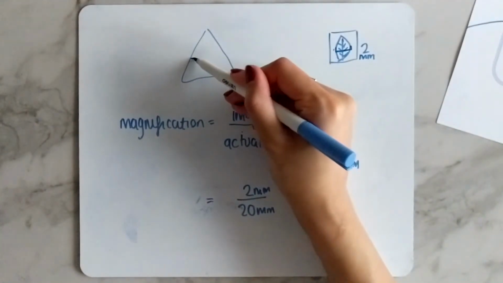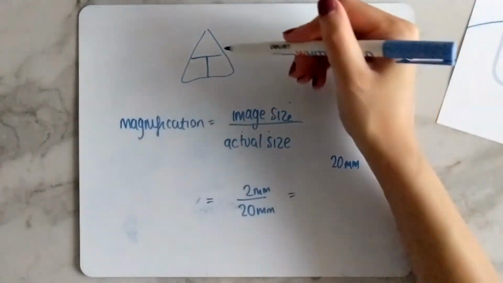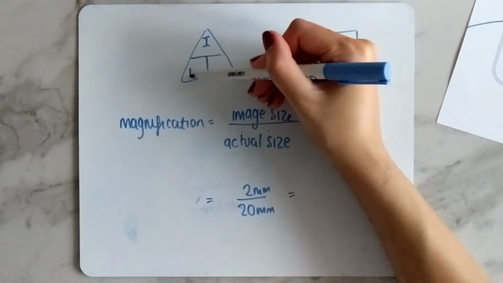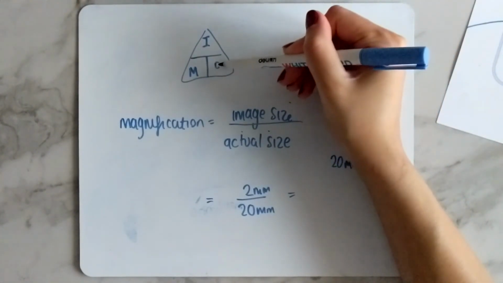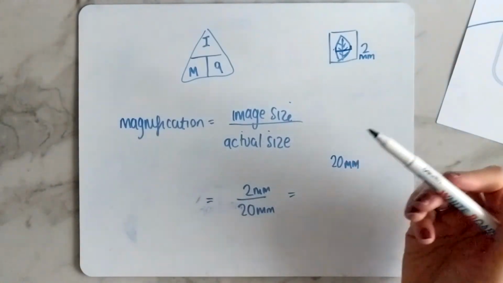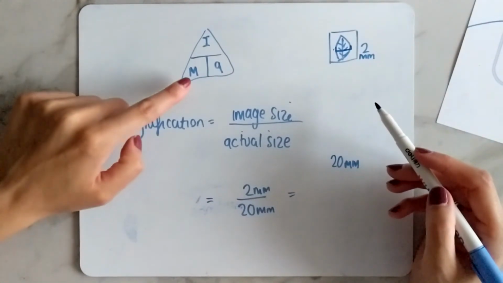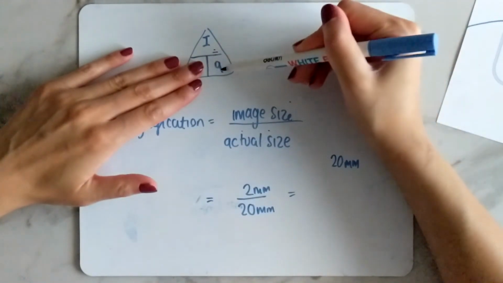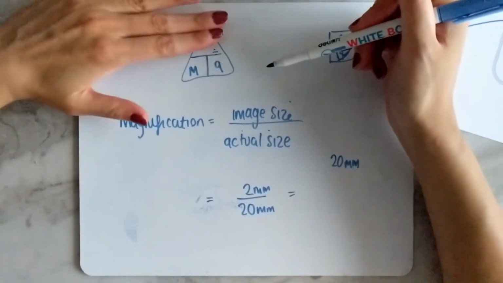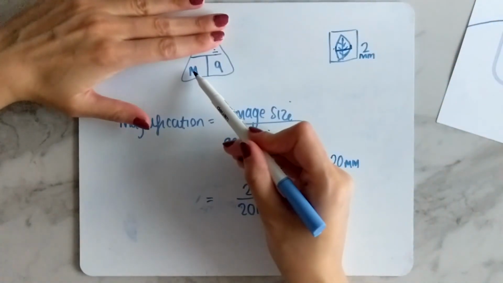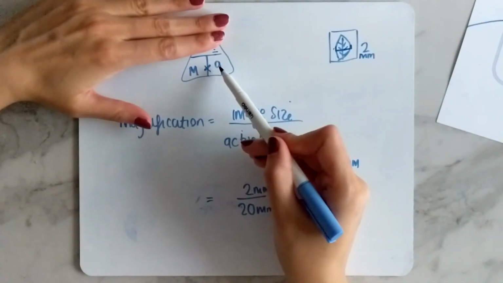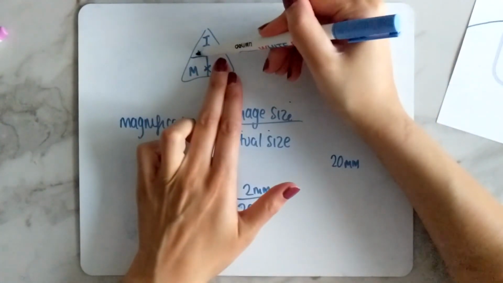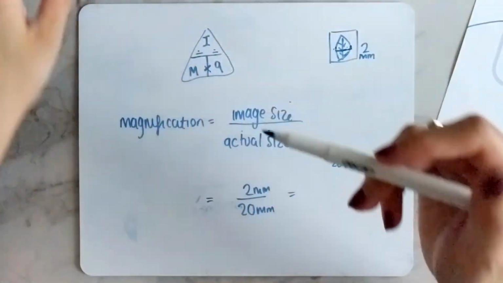So for anybody who prefers to learn the triangle, image size goes at the top there, magnification on the side, and then actual size here. And then if you want to work out magnification, you cover magnification and it'll be image size divided by actual. If you want to work out image size, you cover the image and you do magnification times actual. And then if you want to work out actual size, it's image size divided by magnification.